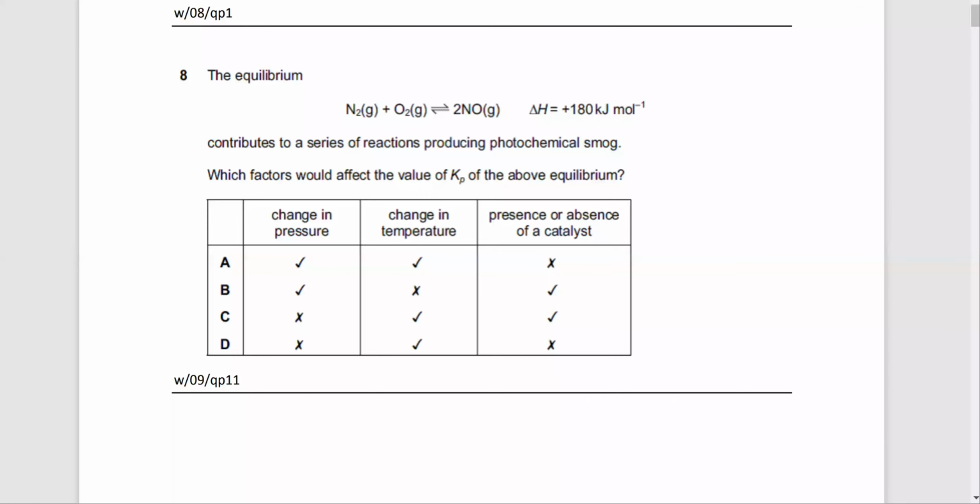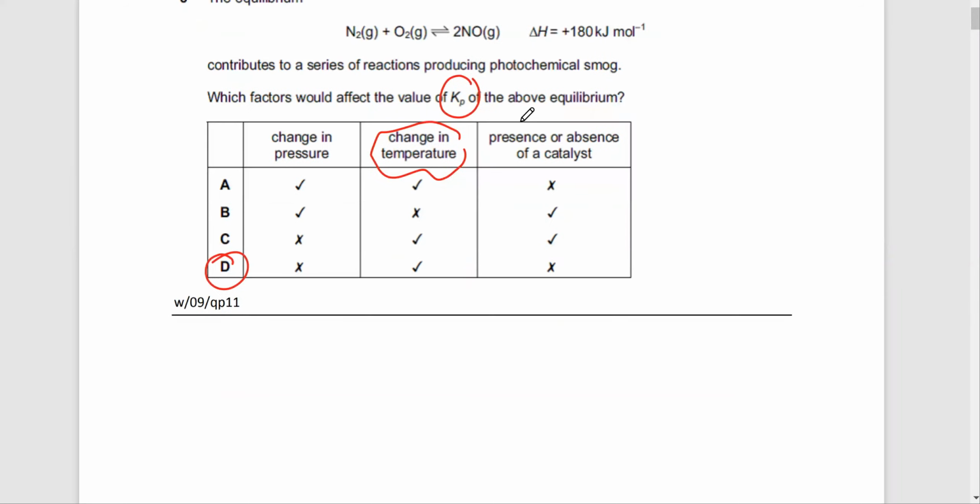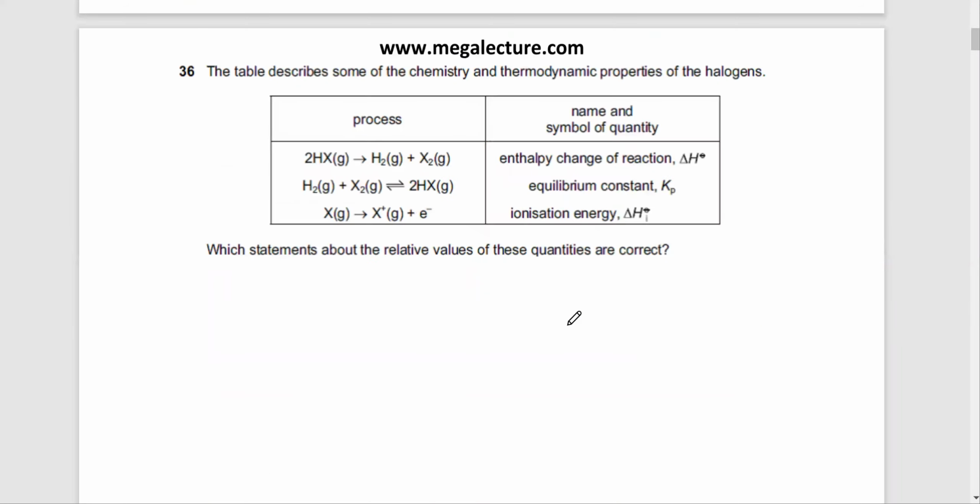Whenever you have a KP question or a KC question, or any equilibrium constant, the only thing that changes the value of KP is a change in temperature. That's it. So the answer for this is going to be D. If you change temperature, the value of KP and KC is going to change.